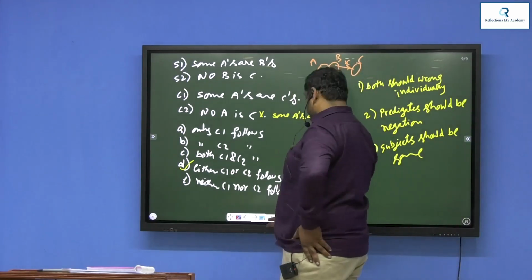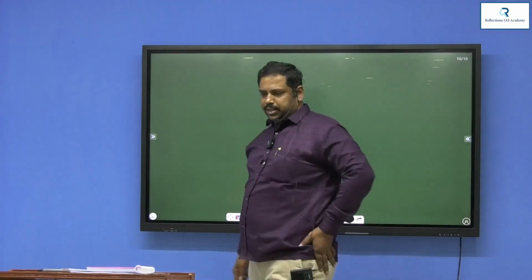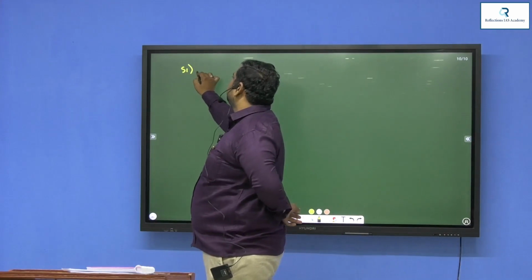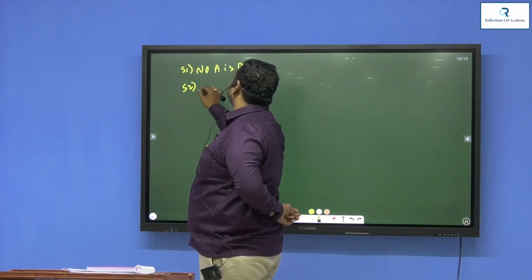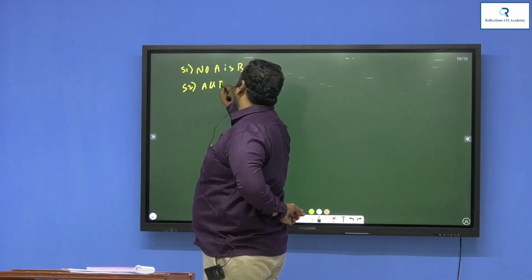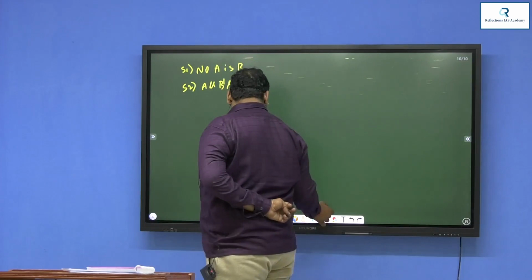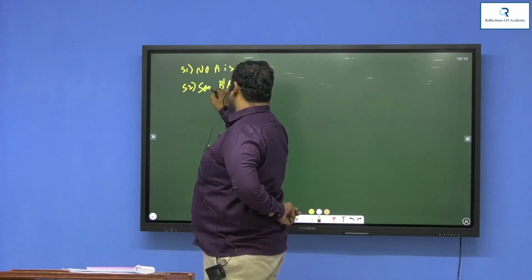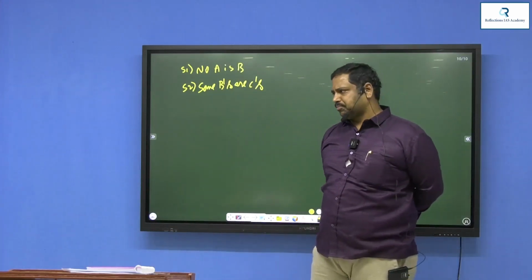Can I go for the next one? Is the copying completed? Good. So statement 1, he said that no A is B. Statement 2 is that all B's are C's. Why should I go with all always? Go with some. Some B's are C's.